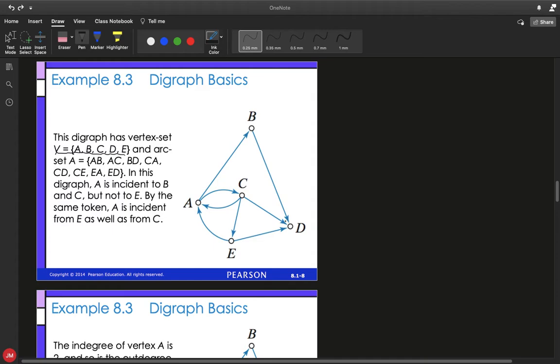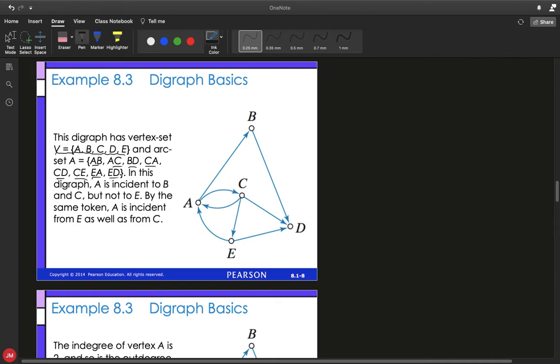We also have BD. So we've got AB, we've got BD, we've got AC, which goes from A to C. We also have CA, which runs from C to A. And we do need to list those separately because they are different arcs. They have different starting and different ending points. We also have CD. We also have CE. And then 2 more arcs that we have: E goes to A and E also goes to D. So there would be our arc set, to list out all the arcs for this particular graph.